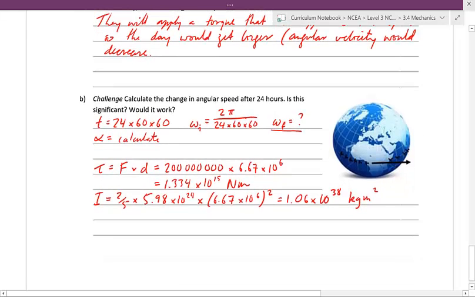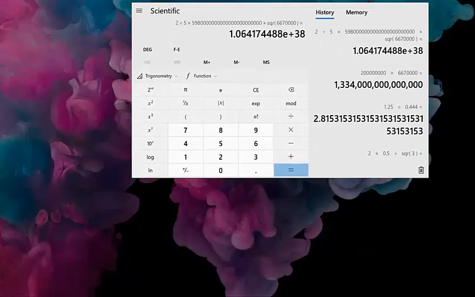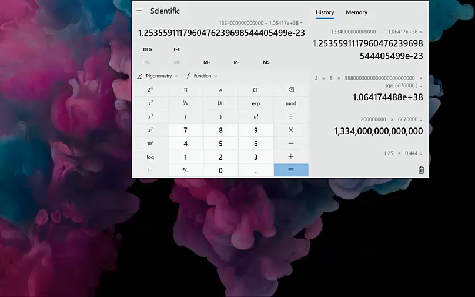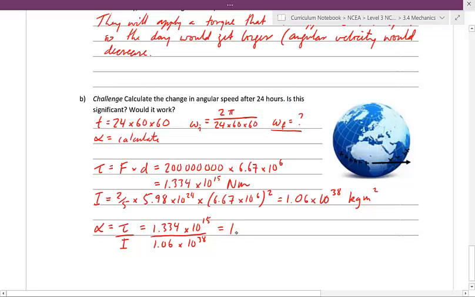And now we can find alpha. That should just be equal to tau over I by our equation, tau equals I alpha. So that's 1.334 times 10 to the 15 divided by 1.06 times 10 to the 38, which will give us a very small number, 1.25 times 10 to the minus 23. And that's radians per second squared, which is a very small angular acceleration.